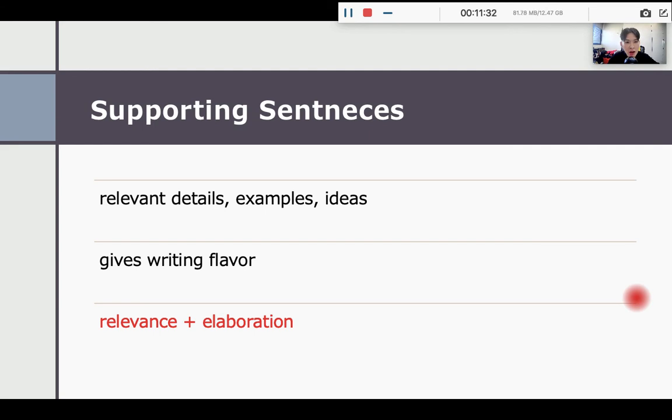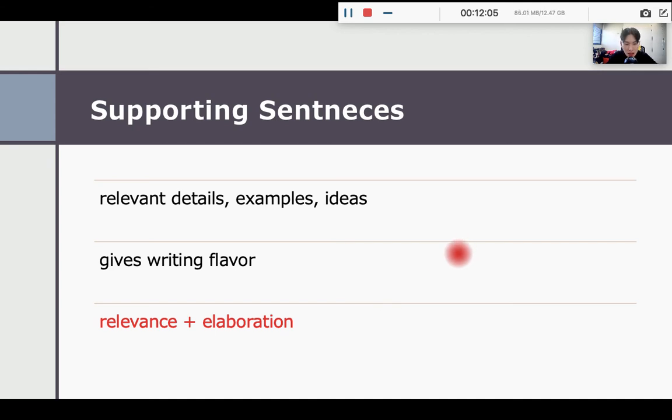Now, you know how to demonstrate the topic and focus of a paragraph. Then how do you give examples so that people can find your paragraph convincing? You need to give details, examples, and ideas to support your topic. And by giving these kinds of examples or information, you can give your writing flavor, which means your writing will be more interesting.